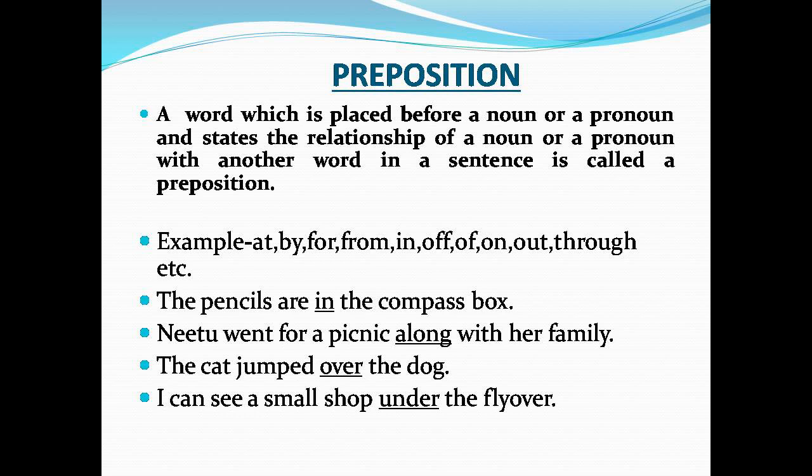The cat jumped over the dog. So here, where did the cat jump? Over. Over is a preposition showing the relationship. How, where, when. I can see a small shop under the flyover. And where can you find the shop? It's under the flyover. So this is a preposition.